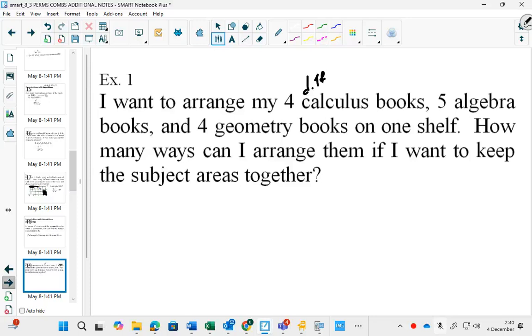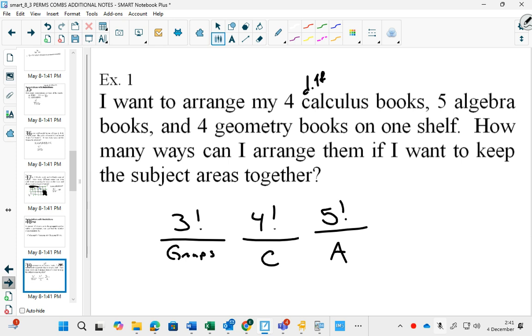If it's a grouping question, I have 3 groups. So that's my very first space. Underneath it, I can write groups. I know I have 3 groups. You can arrange 3 things in 3 factorial ways. Then let's say I put my calculus books first. Well, I have 4 calculus books. 4 calculus books could be arranged in 4 factorial ways. My next decision, how am I going to do my algebra books? That would be 5 factorial ways. And finally, my geometry books, another 4 factorial ways. And since it's like spaces, each of those decisions gets multiplied together.